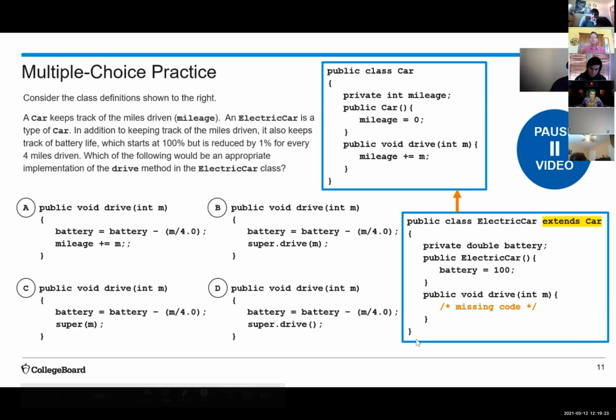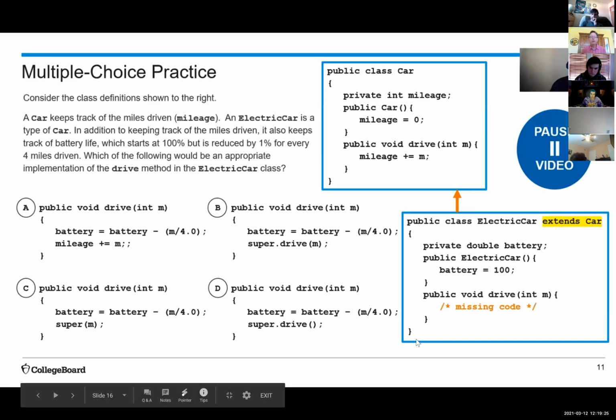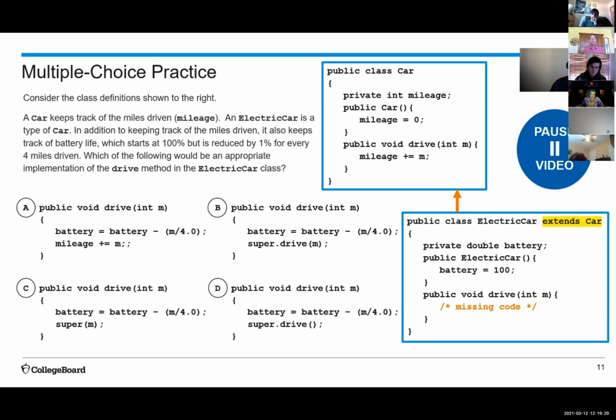Okay, so here's another great, hopefully more internally consistent problem. So let's read this problem. We've got a Car class and we've got an ElectricCar class that extends the Car. And a car keeps track of the mileage that it has been driven. And the electric car has a battery. So which of the following would be an appropriate implementation of the drive method in the ElectricCar class?